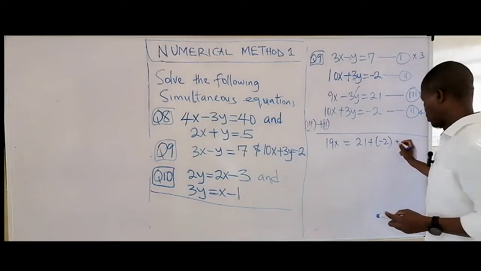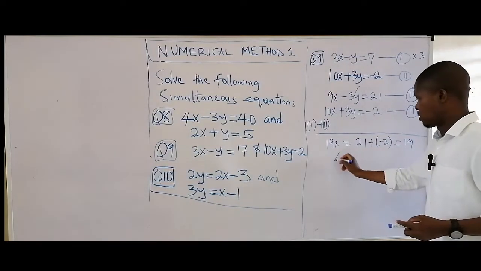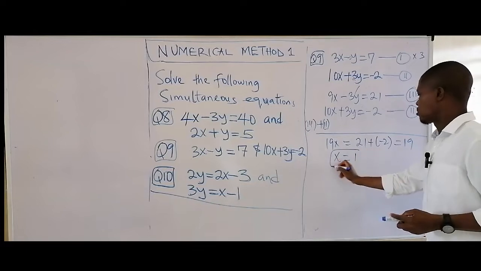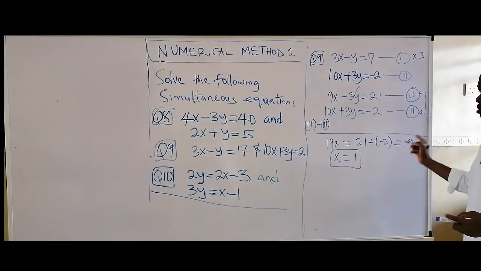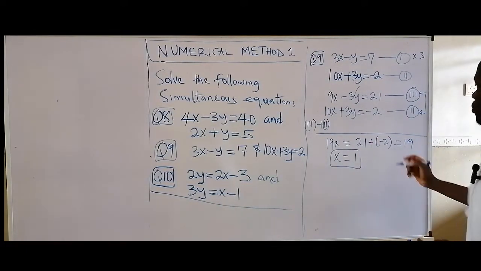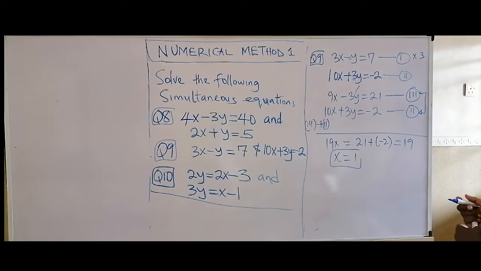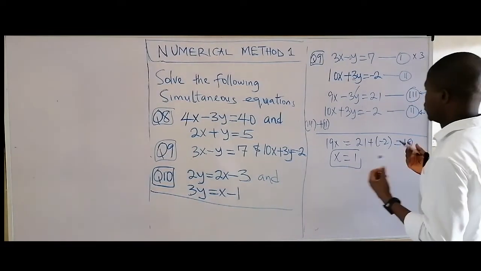So that will be equal to 19. So x is equal to what? 1. Okay? x is 1. 19 over 19. We have that. Then the next thing to do now is to substitute the x value in any of the equations. We can use equation 1.